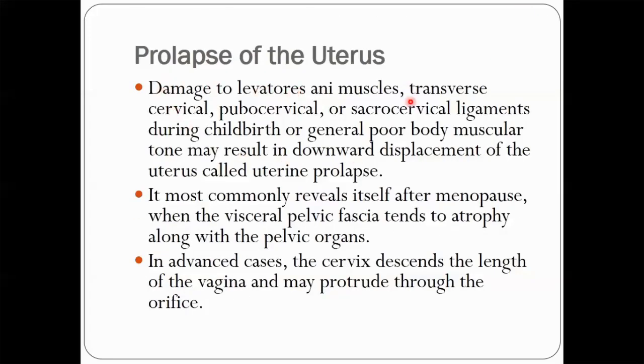Prolapse of the uterus. We talked in the first lecture about support of the uterus. We said the most important uterine support is the tone of the levator ani muscles. And we said there are 3 ligaments representing condensation of visceral pelvic fascia: the pubocervical ligament and the transverse cervical ligament, or sacrocervical ligament. A weakness or damage of these supporting factors results in what is called uterine prolapse, which means downward displacement of the uterus.